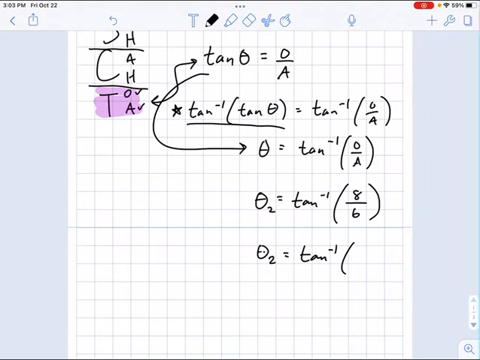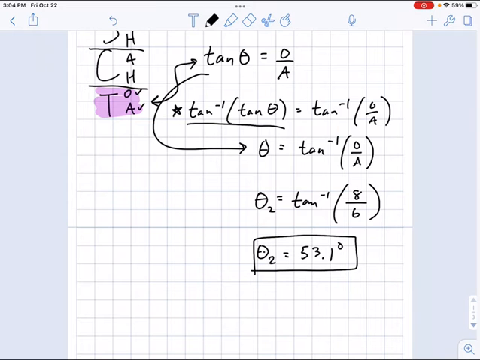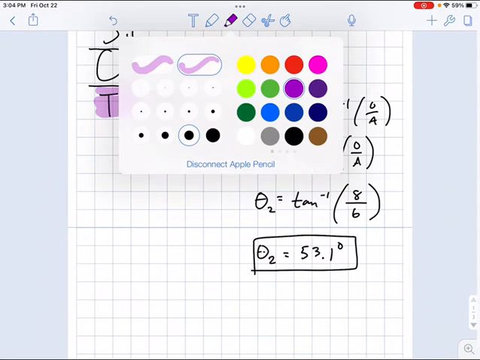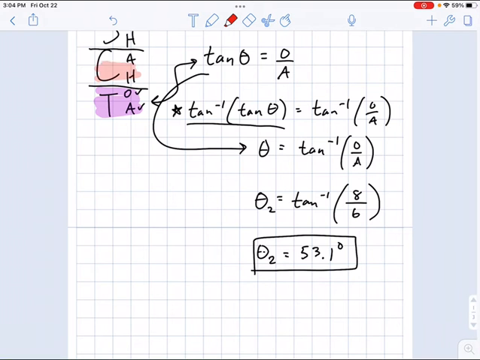Okay. And I'm going to use my computer over here. And I got 53.1 degrees. So I'm going to erase this. 53.1 degrees for theta 2. Now that was using inverse tangent. What if we wanted to use cosine, inverse cosine? Could we do it?